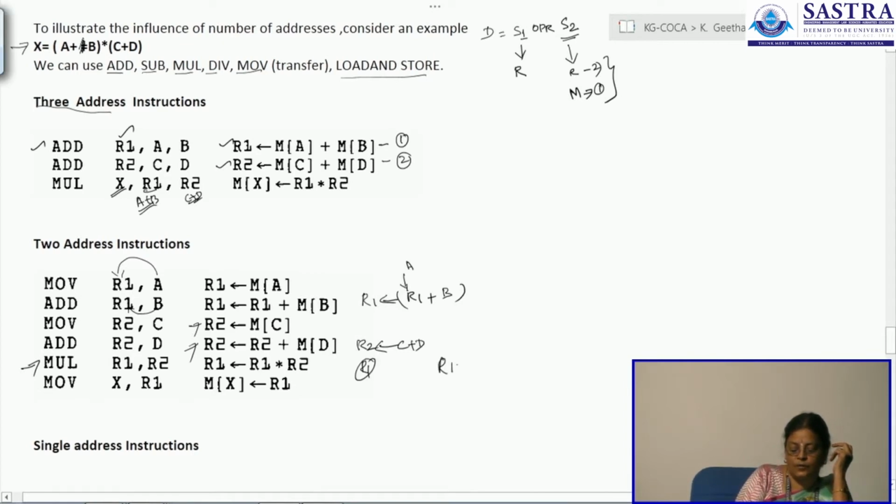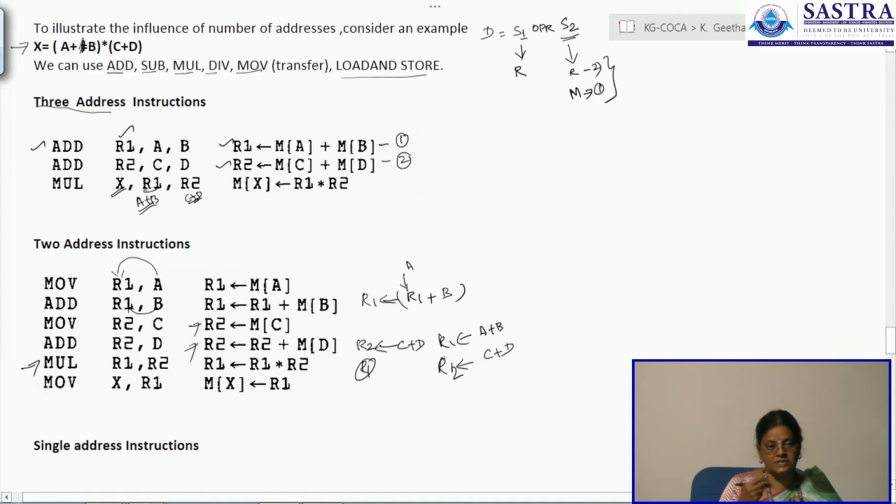That means R1 is now expected to have the data of A plus B. Here it is A plus B, here it is C plus D. So C plus D will be available in R2 and R1 will be having A plus B. Now my intention is to multiply R1 and R2. So multiply R1 and R2.